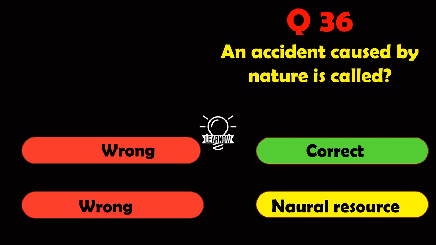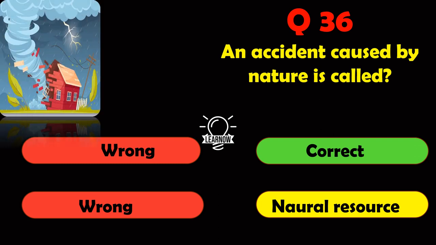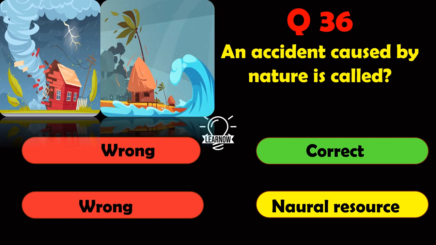Yes. So remember this, a natural disaster is a disaster that is caused by nature. So there is no involvement in occurrence of natural disaster. There is no involvement of humans. It is because of nature only. As you can see in the picture, there are two natural disasters shown here. One is cyclone and the other one is, you can say, tsunami or flood, right? So these are some of the examples of natural disasters. The accidents that are caused by nature are called natural disasters.